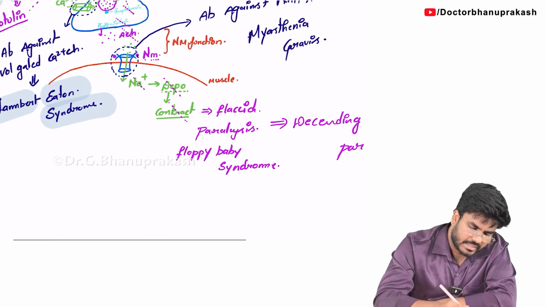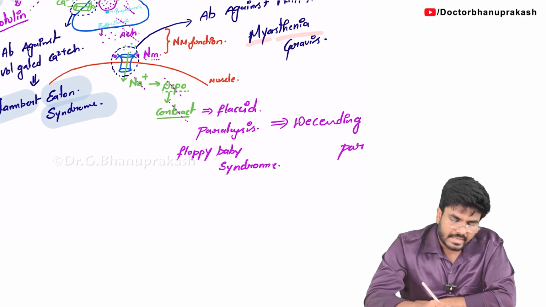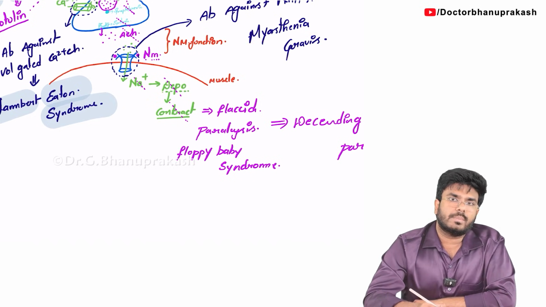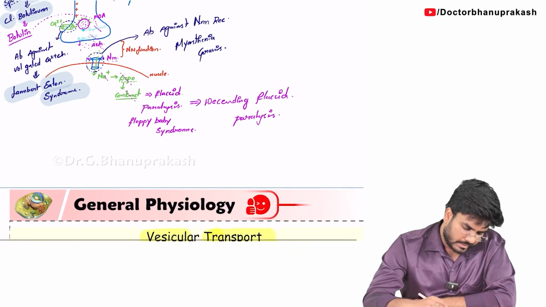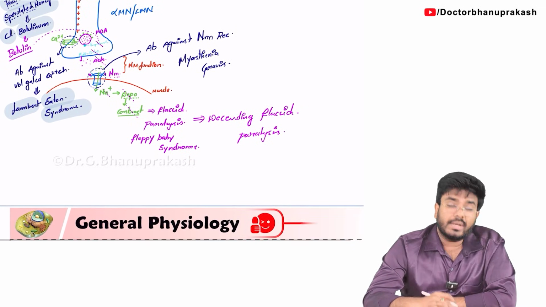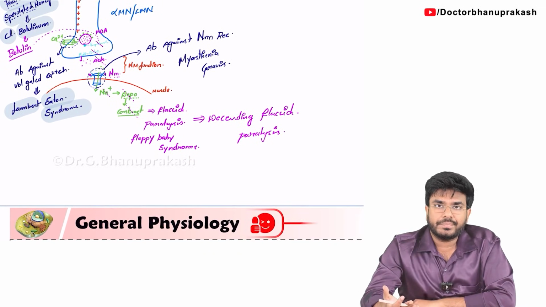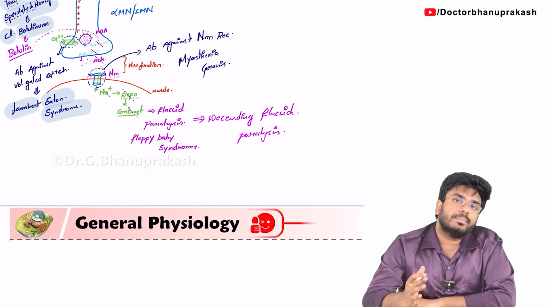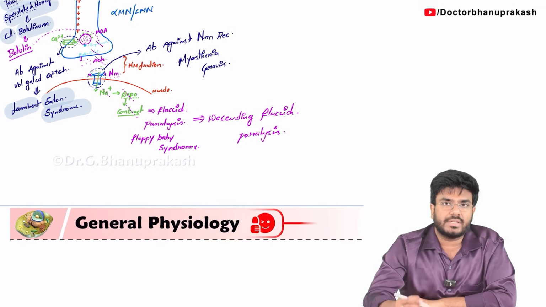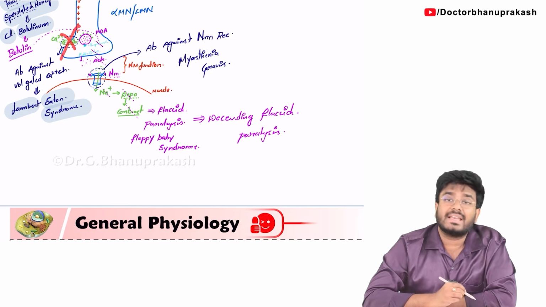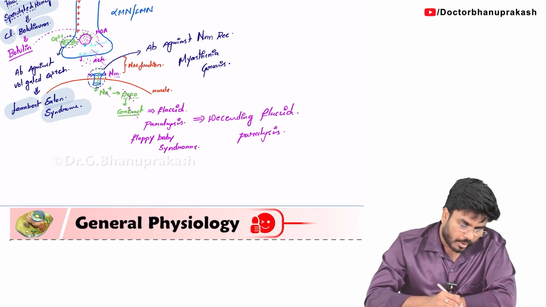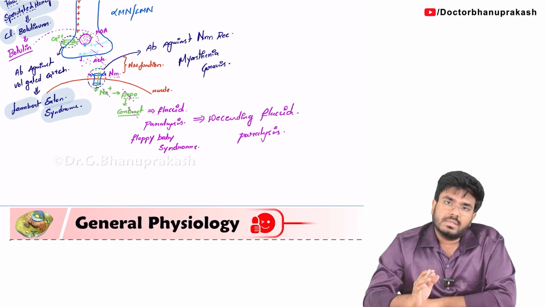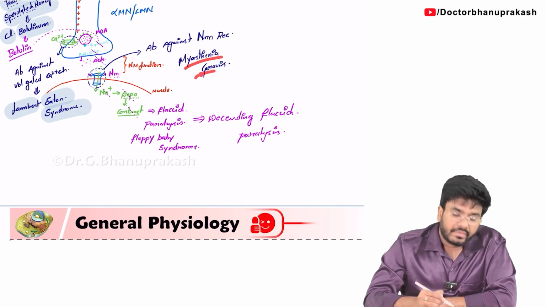Myasthenia gravis. Myasthenia means, myo means muscle, asthenia means weakness. It's a grave weakness, severe weakness of the muscles. So here, three things I have explained to you. One is the mechanism of action of the botulinum toxin, and the pathophysiology in Lambert-Eaton syndrome. Lambert-Eaton syndrome is a problem with the calcium channels, and myasthenia gravis is a problem with the nicotinic receptors. Myasthenia gravis is very, very important for your exams.